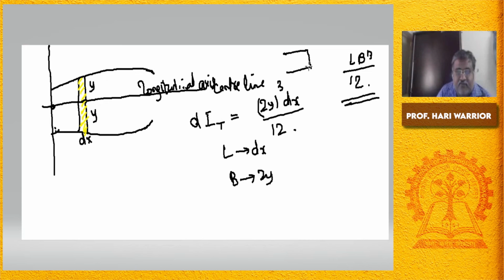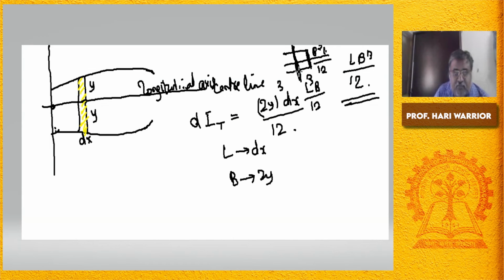There is an easy way of remembering. I used to do that long back. When you are taking axis about this line, then you cube this one. It is B cubed into L by 12. If you are taking moments about this one, then you cube this one, L cubed B by 12. If you are taking moments about a transverse axis, it would have become L cubed B by 12.